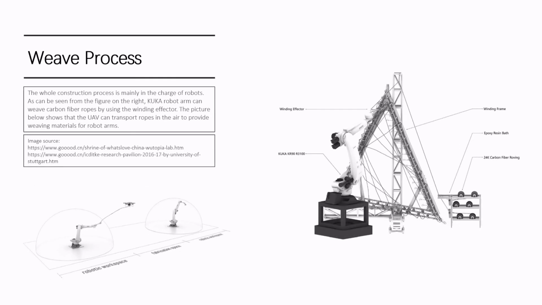The whole construction process is mainly in the charge of robots. As we can see from the figure on the right, a KUKA robot arm can weave carbon fiber rope by using the winding effector. The picture below shows that the UAV can transport rope in the air to provide weaving materials for robot arms.